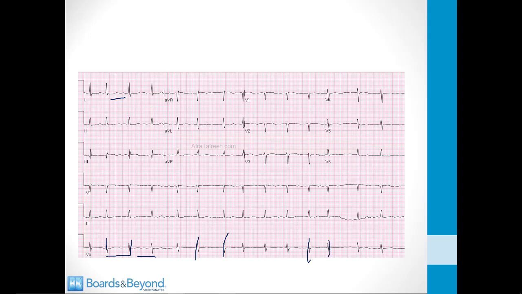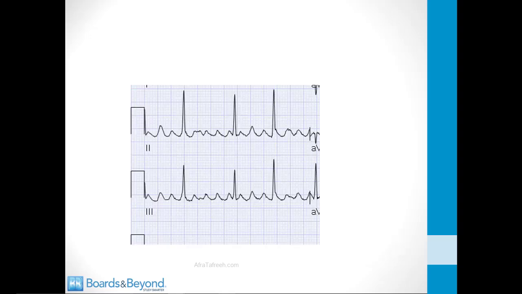So what we have is an irregular rhythm with an absence of P waves, and like I told you before, when you see that, most likely you're looking at atrial fibrillation, and that's what this ECG shows, atrial fibrillation. Now I'll just go through a couple of ECGs that are basically pattern recognition.